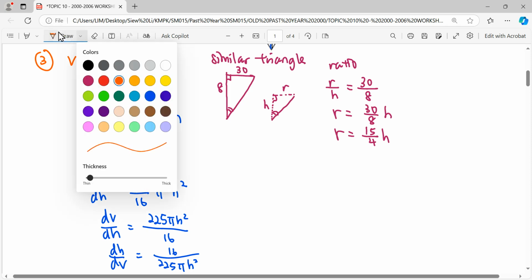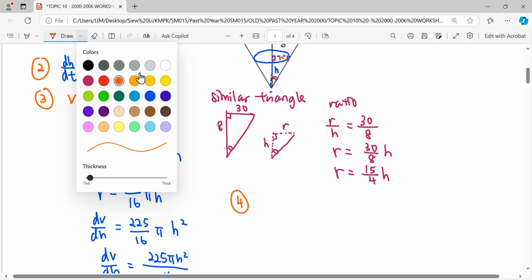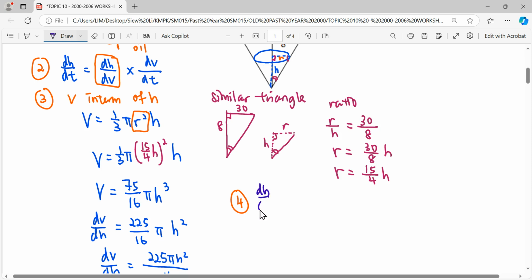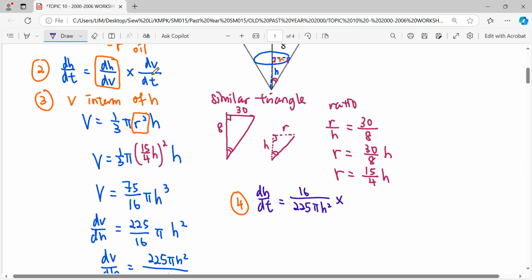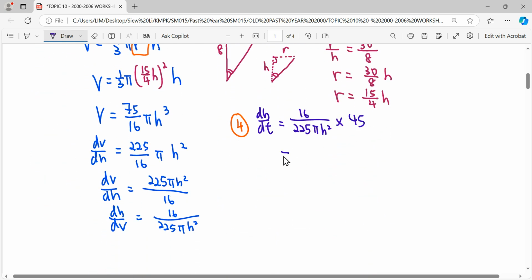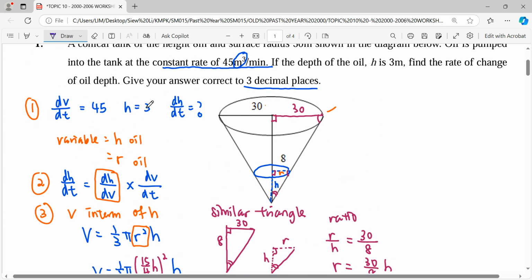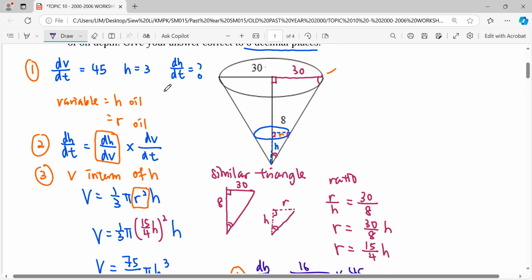So step number 4, we are going to substitute all the information into our chain rule in order to get dh/dt. Start with dh/dV that we found just now, and times dV/dt, the information in the beginning of the question, 45. And looking at the rate of change we want to find, we still need the value of h. The value of h is also given in the question, which is h equal to 3.